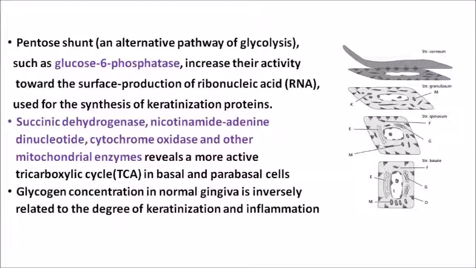Whereas succinic dehydrogenase, nicotinamide adenine dinucleotide NAD, cytochrome oxidase and such mitochondrial enzymes, they are more active in the basal and the parabasal layers. Why is this so? These cells are involved in more mitotic activity. So they should have these mitochondrial enzymes in much more concentration. And one more thing is the glycogen concentration of the gingiva. Glycogen concentration of gingiva is inversely proportional to the degree of keratinization and degree of inflammation. So if the glycogen is more, it means that is good.